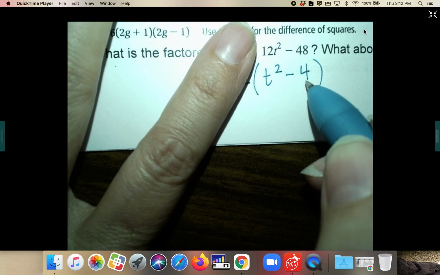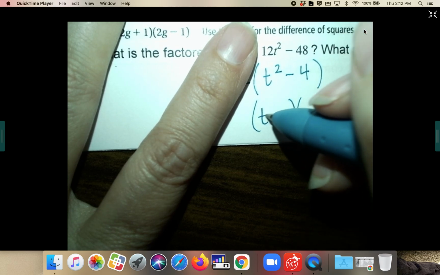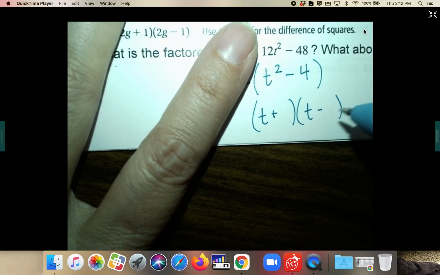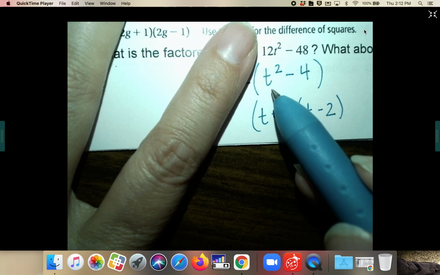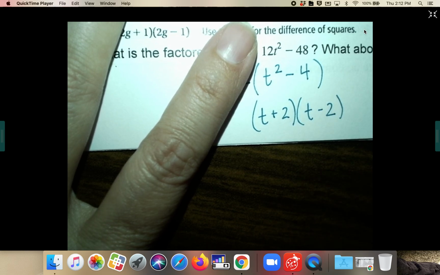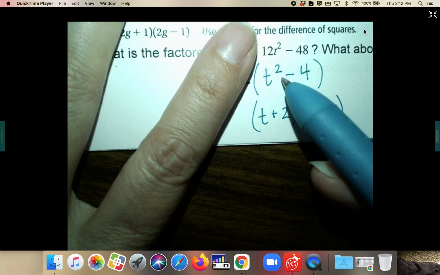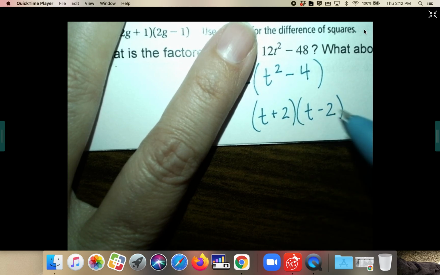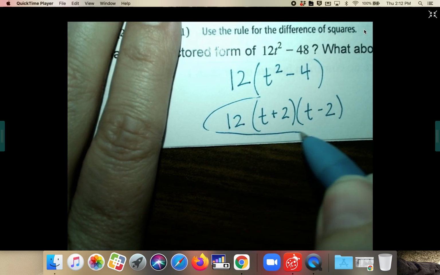This has a perfect square root. So it would leave t plus and t minus 2. Because the insides dropped out and it left us with only an a term and a c term, the square root of 4 is 2, and how to get a negative 2 is by multiplying a positive times a negative. Now don't forget your 12 is still there, so it's still on the answer.